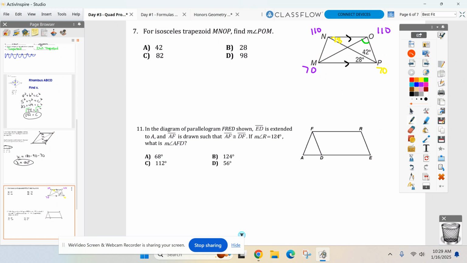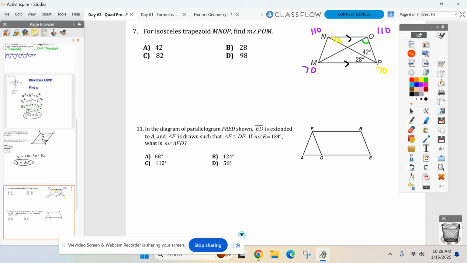Remember, when I say 70, I'm talking this whole angle is 70. This whole angle is 70, right? I just don't know where your isosceles is. So if OMP is 28 degrees, that would mean that this is isosceles. Yeah. And how do I know those are equal? No, the diagonals are congruent. That's it. Ooh, we got some honors level questions here.